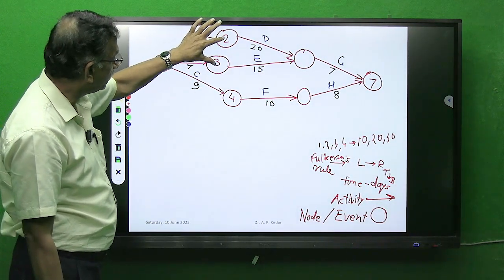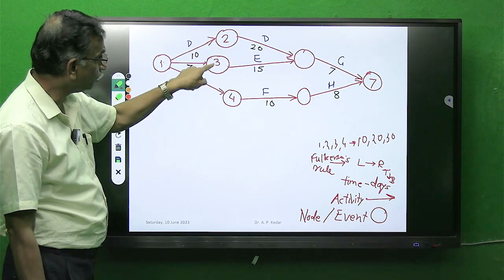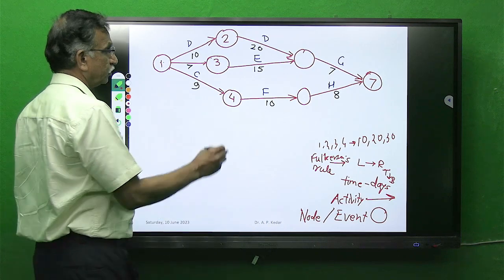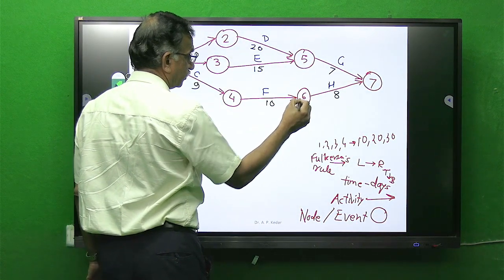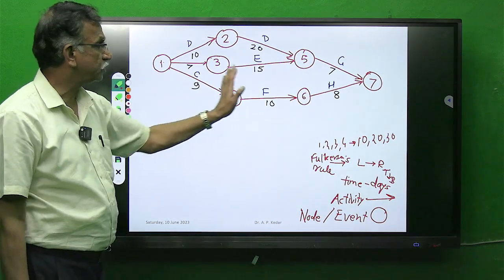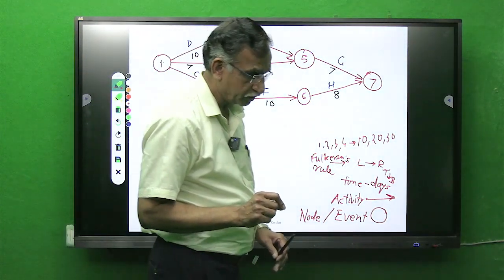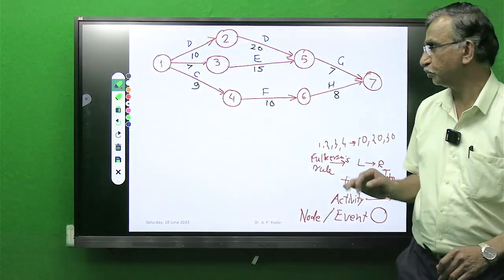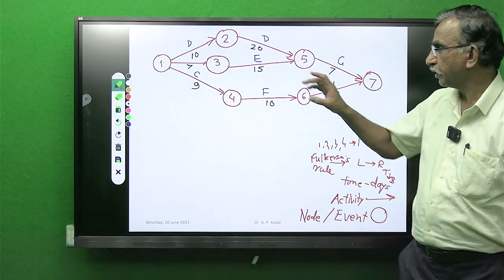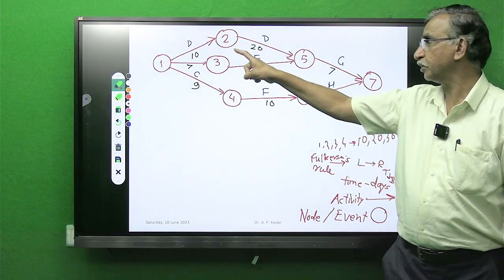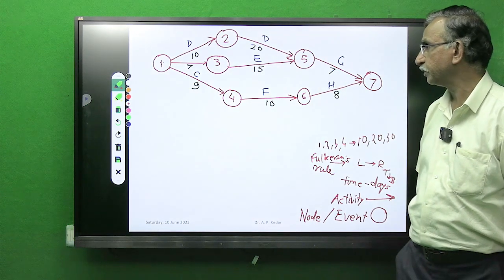Then the immediate next numbers go to the events emerging from 2 and 3. So this is 2, 3, 4, 5 followed by 6. So this is the way we have numbered this particular project by Fulkerson's rule. Got it? Now see, this is the project which consists of 8 activities.